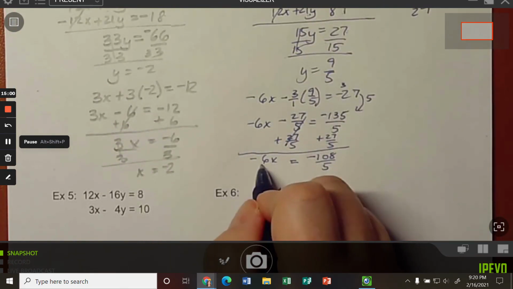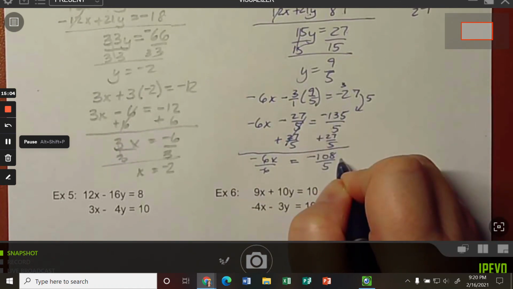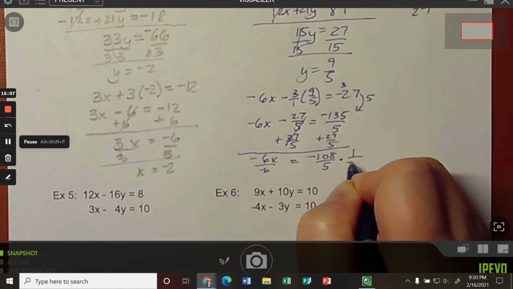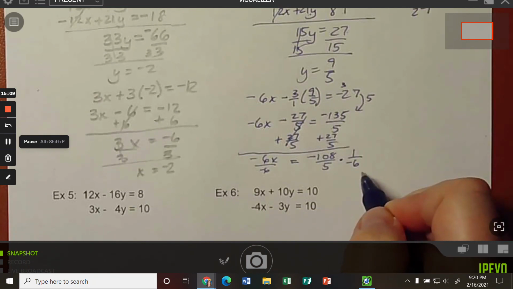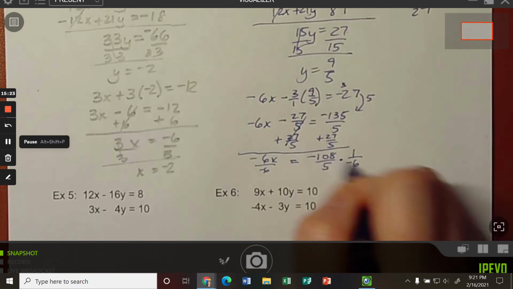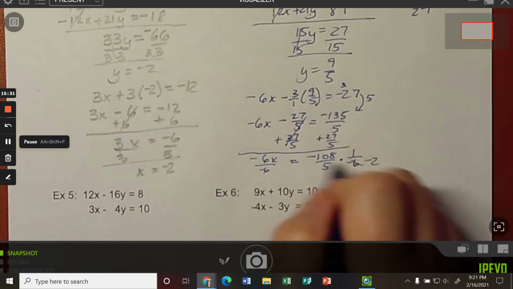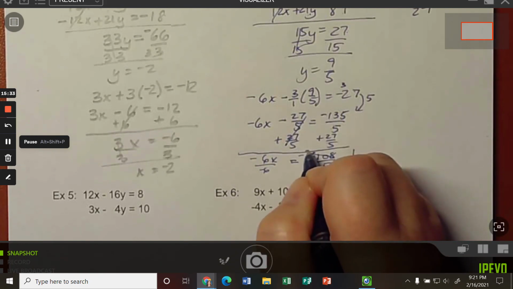And then I'm going to divide each side by negative 6. Dividing by negative 6 is the same as multiplying by 1 over negative 6. And then remember our divisibility rules from 6th grade: we know that a number is divisible by 3 if the sum of its digits is divisible by 3. So 1 plus 8 is 9, and 9 is divisible by 3. So 108 is divisible by 3. So I'm just going to cross cancel because, like I said, I don't have my calculator. Always bring your calculator, but that's okay. So negative 2, I'm going to cross cancel by 3. It's going to be negative 36, okay?